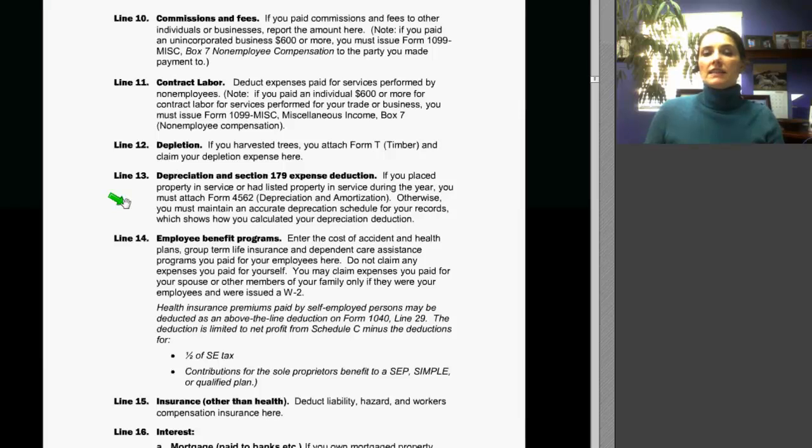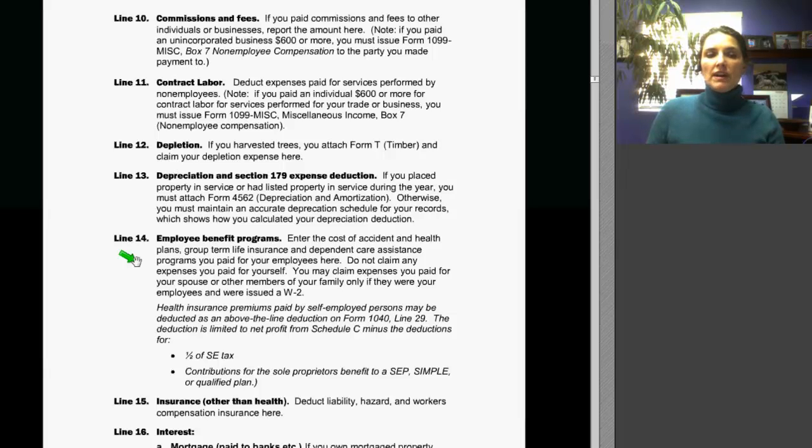Line 13. Depreciation and Section 179 expense deduction. If you placed property in service or had listed property in service during the year, you must attach Form 4562, Depreciation and Amortization. Otherwise, you must maintain an accurate depreciation schedule for your records, which shows how you calculated your depreciation deduction. Line 14, Employee Benefit Programs.